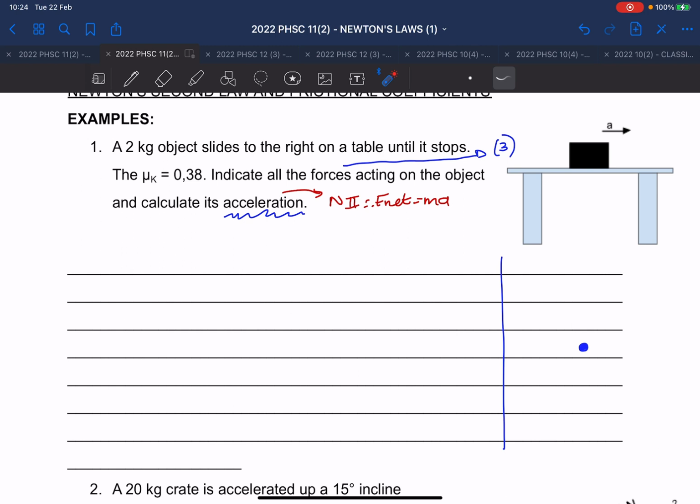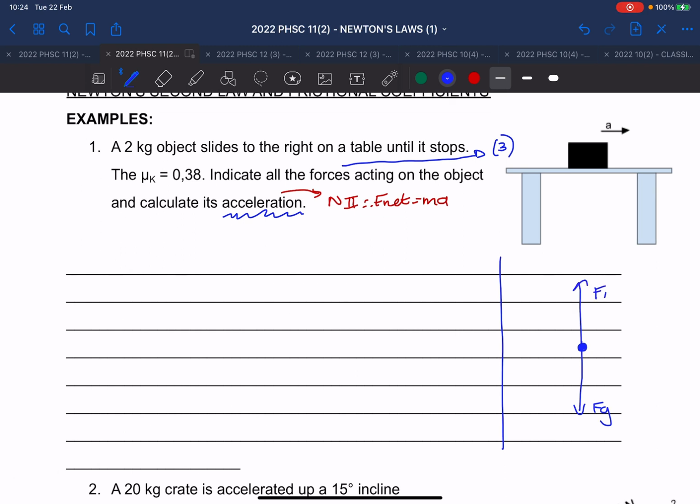Alright, so all the forces acting on the object. Which force do you know is always present? And the direction? Yes. What other force? The direction? Alright, it says it is moving there to the right, but no one is pushing it. There's not an applied force. It's just sliding.